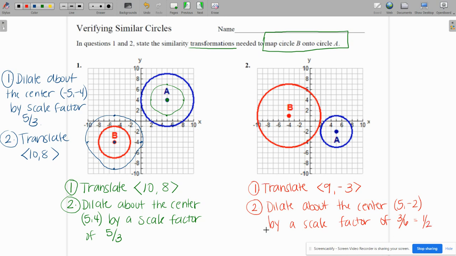Again, you could flip-flop these, and you could say dilate first, except you would say dilate about the center -4, 1 by a scale factor of 1/2, and then you would translate 9, -3.